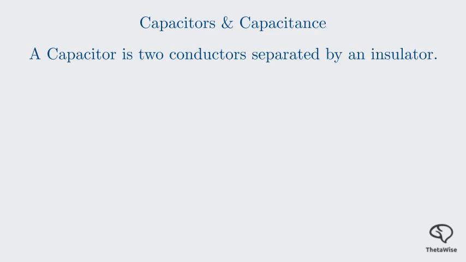The battery's positive terminal pulls electrons off one plate, making it positively charged. It pushes these electrons onto the other plate, making it negatively charged. The insulator between them prevents the charges from flowing together. This separation of charge creates an electric field between the plates, and therefore, a voltage difference across them.